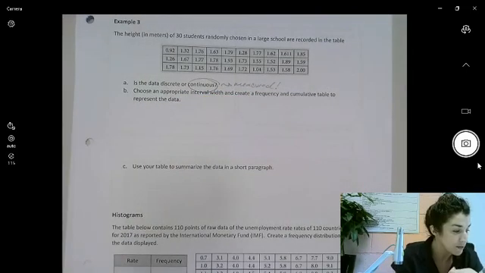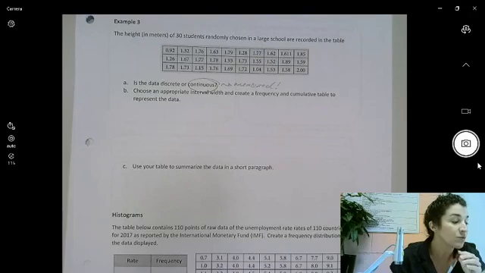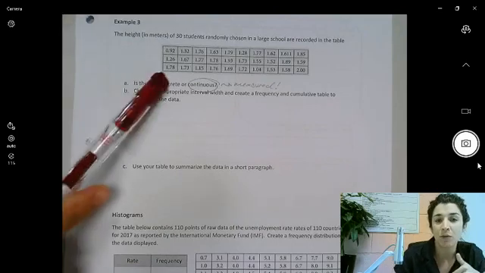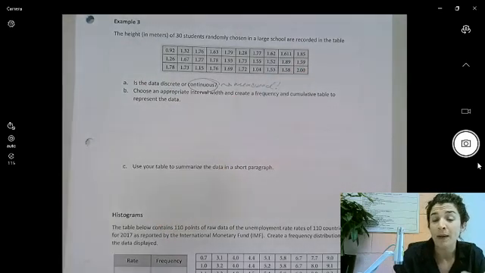We're going to choose an appropriate interval and interval width and create a frequency and cumulative table to represent the data. So again, we're looking for numbers that are nice. We're between 0 and 2. So I wouldn't want to go by 1, right? Because between 0 and 1 and 1 and 2 is only 2 intervals. So that's not really the number of intervals that we want.